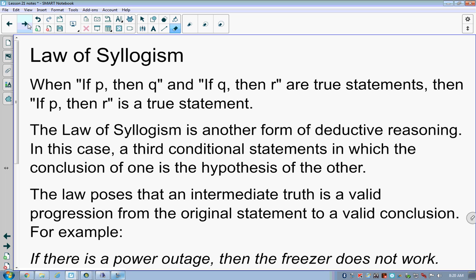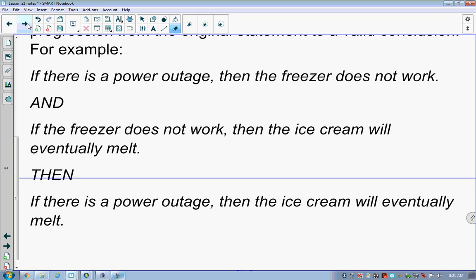Okay. So the law of syllogism is another form of deductive reasoning. It basically throws in a third fact. In this case, a third conditional statement in which the conclusion of one is the hypothesis of the other. The law poses that an intermediate truth is a valid progression from the original statement to a valid conclusion. For example, all right, and this is how we're going to break this up.